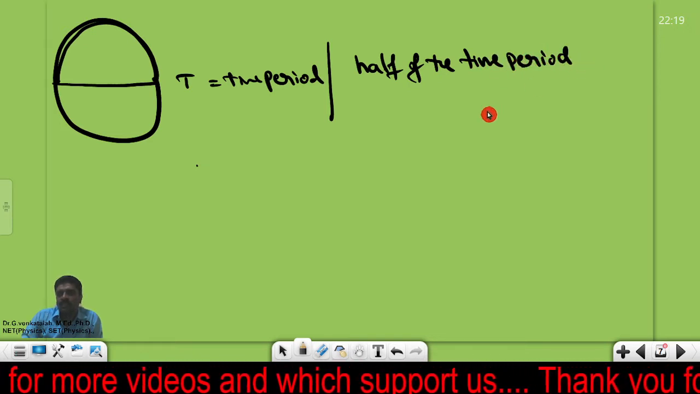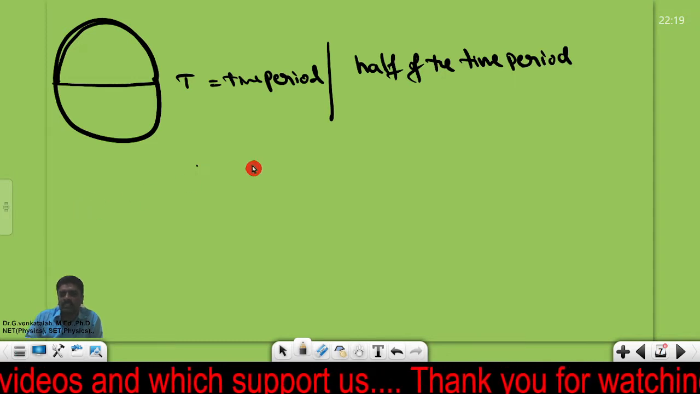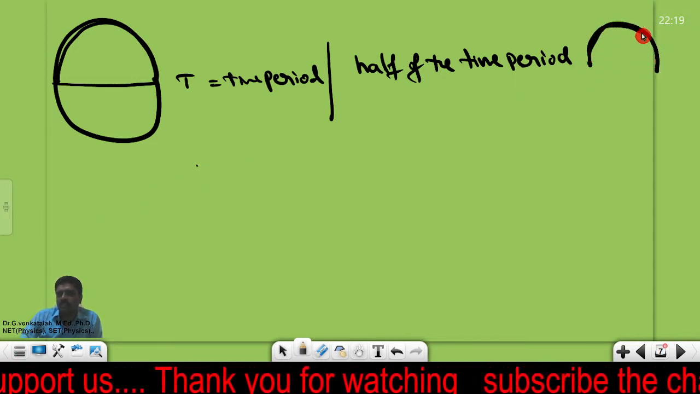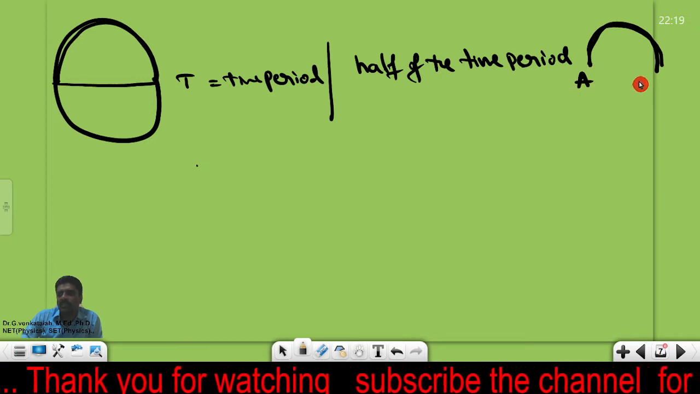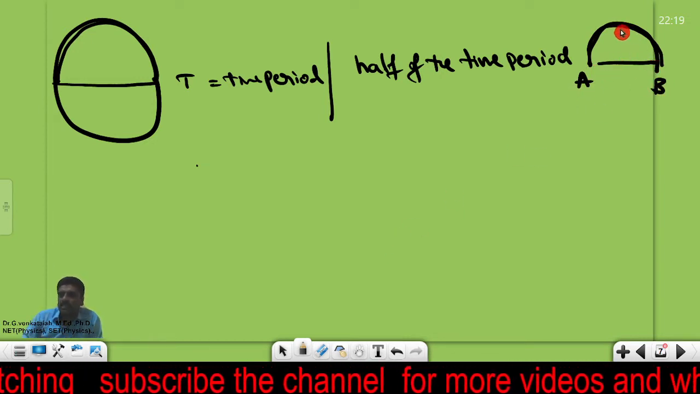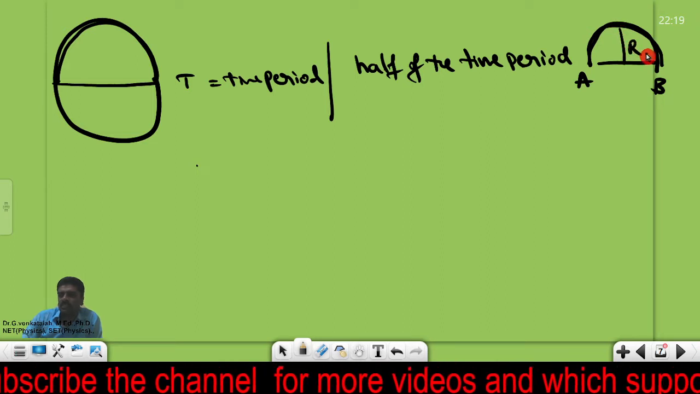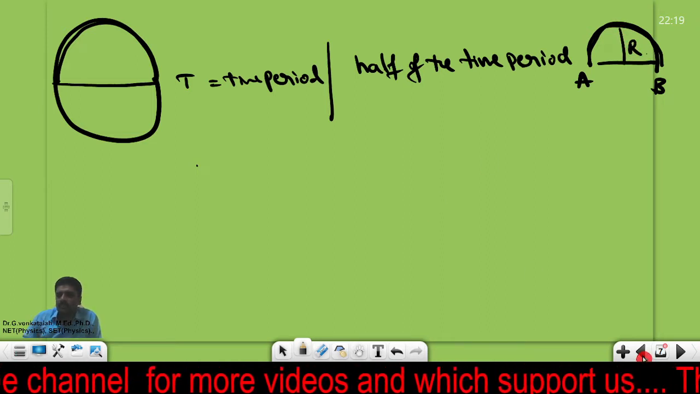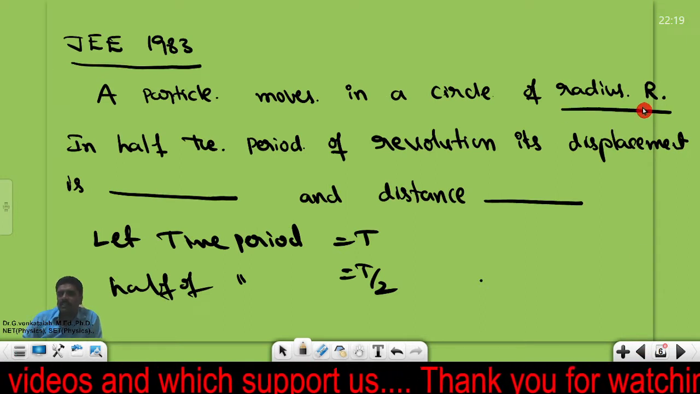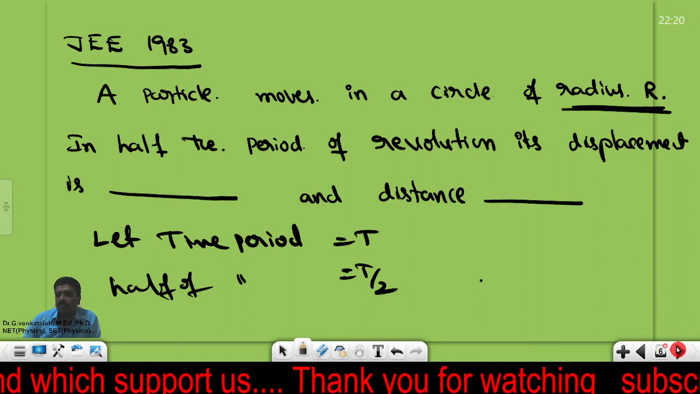Half of the time period means what is the position on the graph? It is moving like this, from this point to this point. Let me take A to B. Let me take the radius of the circle as capital R. As per the problem, let me check whether capital R is given. Yes, the radius of the circle is capital R.